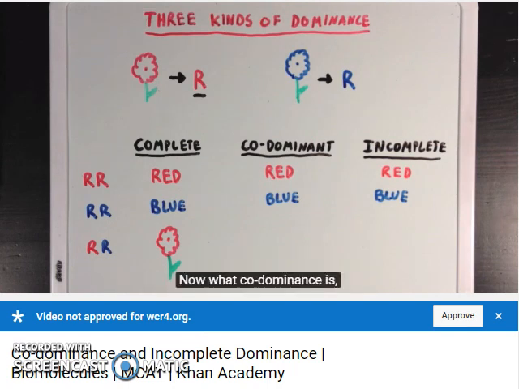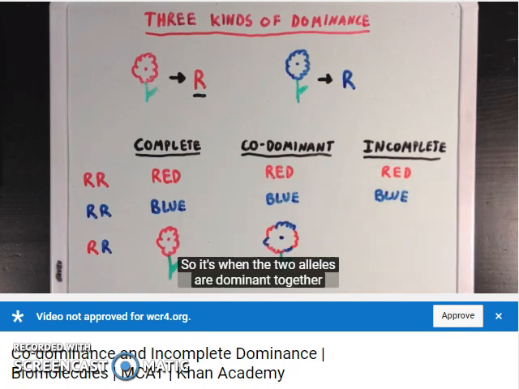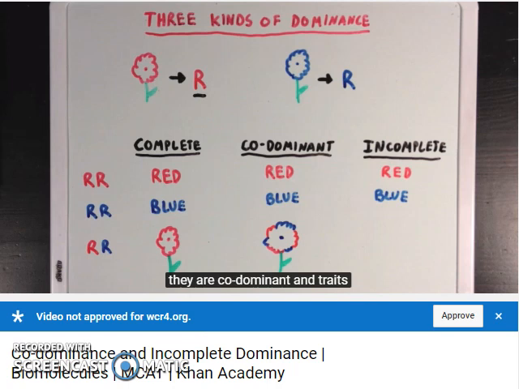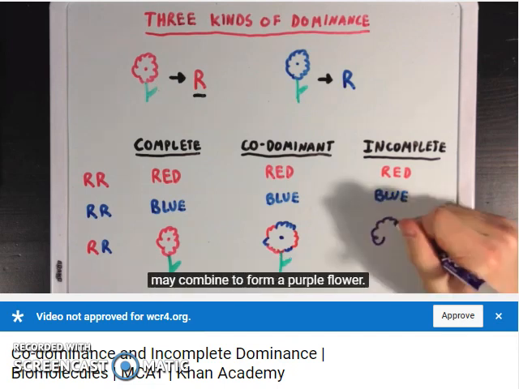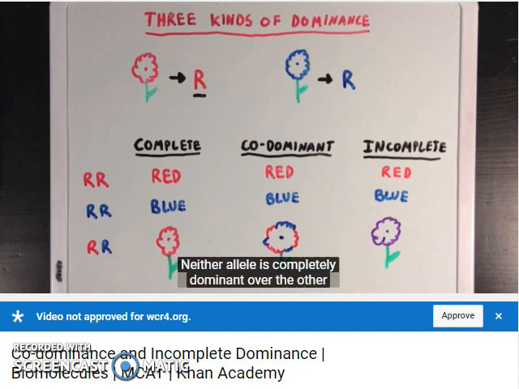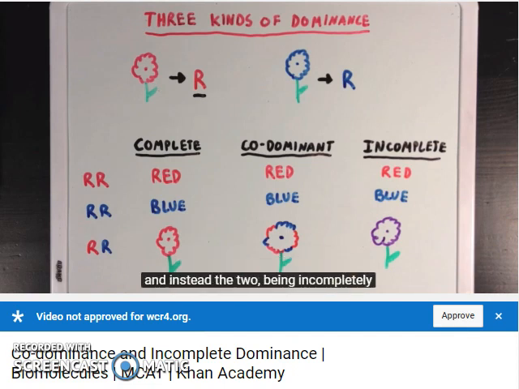Codominance is when the heterozygous phenotype shows a flower with some red petals and some blue petals. It's when the two alleles are dominant together. They are codominant, and traits of both alleles show up in the phenotype. Incomplete dominance is when the heterozygous phenotype shows a mixture of the two alleles. In this case, the red and blue flower petals may combine to form a purple flower. Neither allele is completely dominant over the other, and instead, the two, being incompletely dominant, mix together.